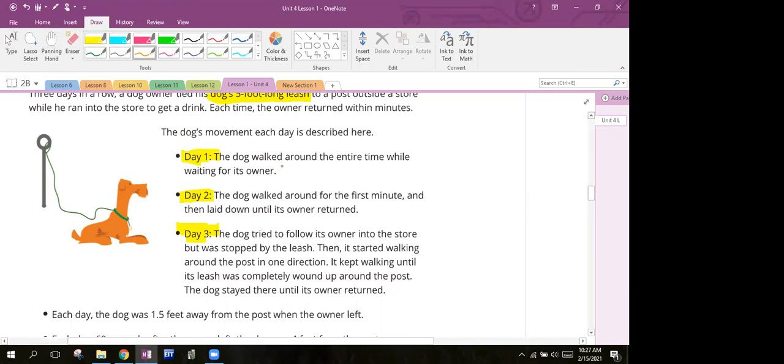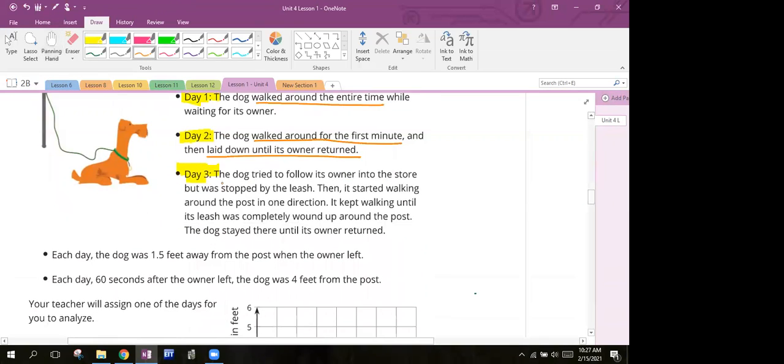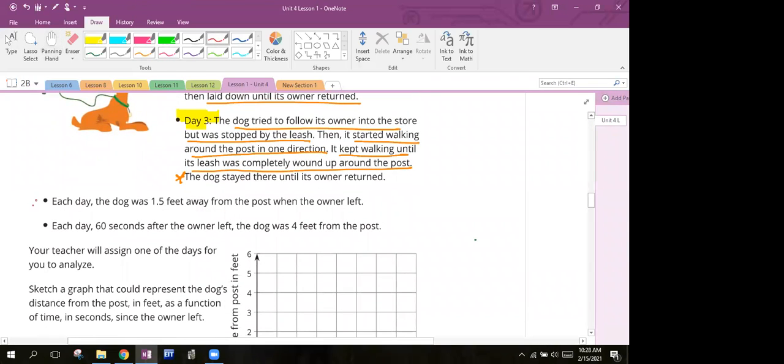For the first one, the dog walked around the entire time while waiting for its owner. Next one, the dog walked around for the first minute and then laid down until its owner returned. And on this last one, the dog tried to follow its owner into the store, but was stopped by the leash. Then it started walking around the post in one direction and kept walking until its leash was completely wound up around the post. And then it stayed there until its owner returned.